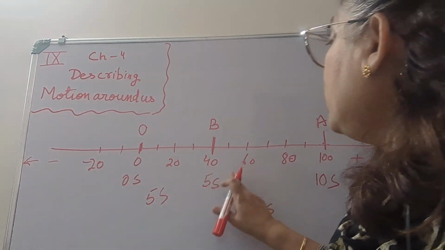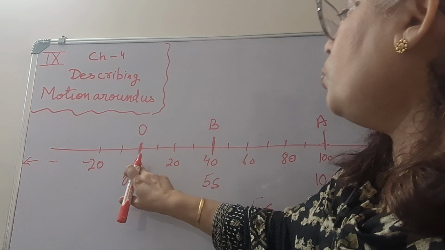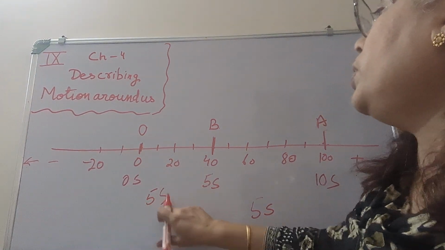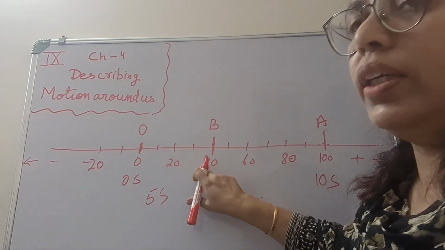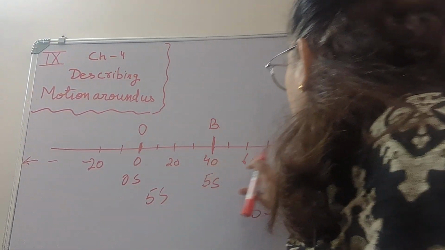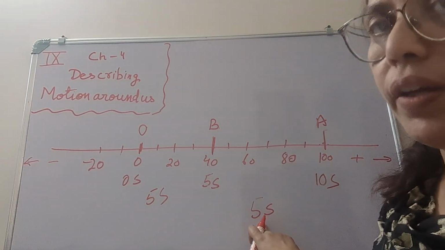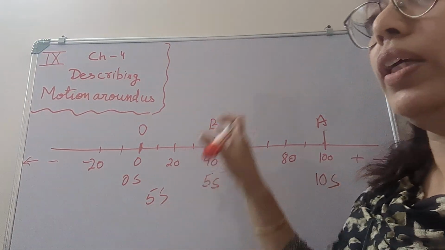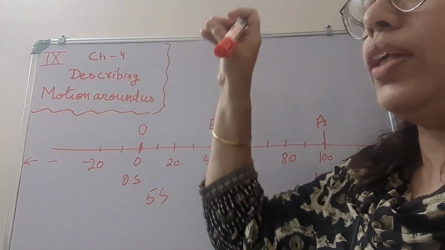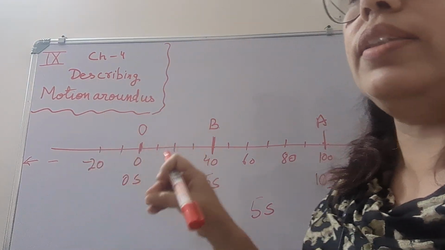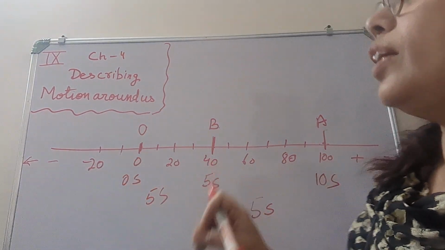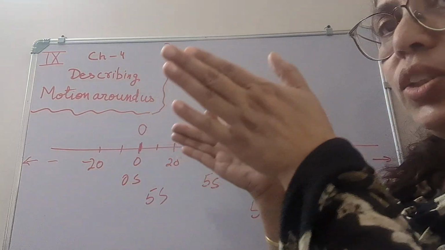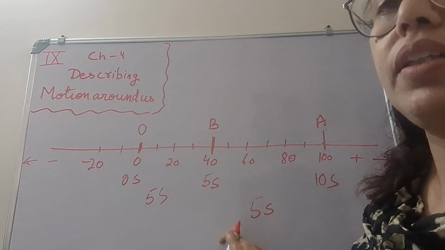But if we take a time interval from 0 to 40, it takes 5 seconds. The time interval for moving from 0 to 40 is 5 seconds. 40 to 100 is again 5 seconds. So there is a difference from the instant of time. An instant of time is what the clock is showing at that moment. And a time interval is the difference between two instants of time, that is the time interval.